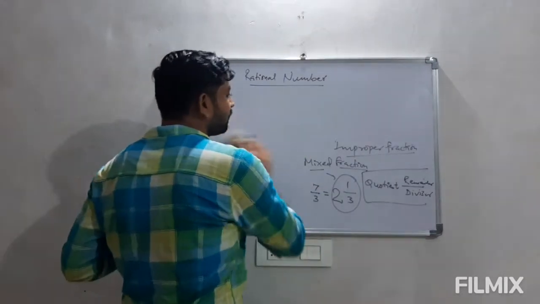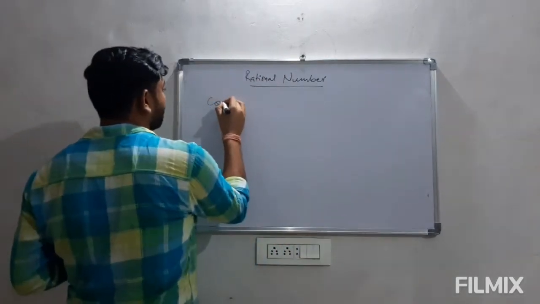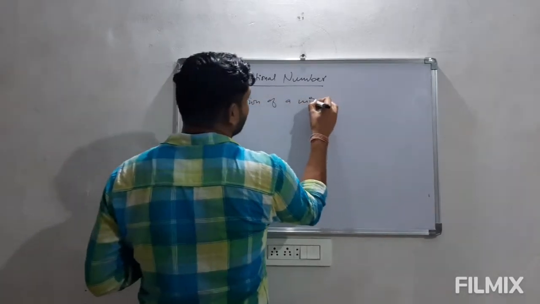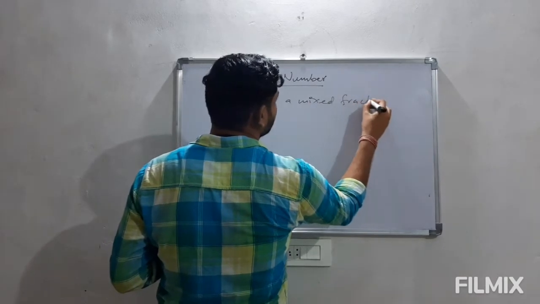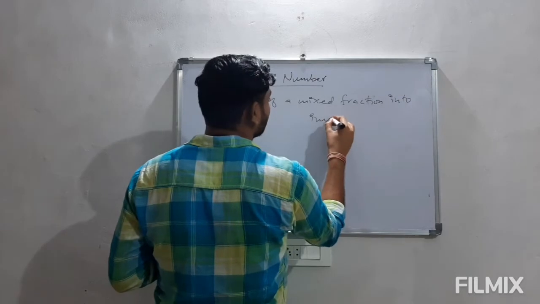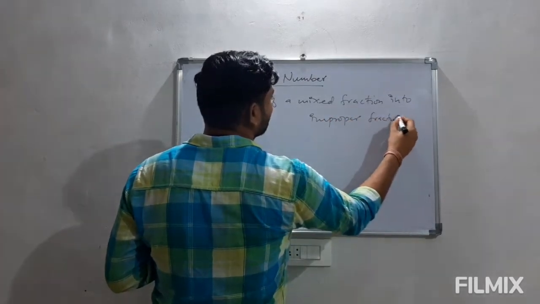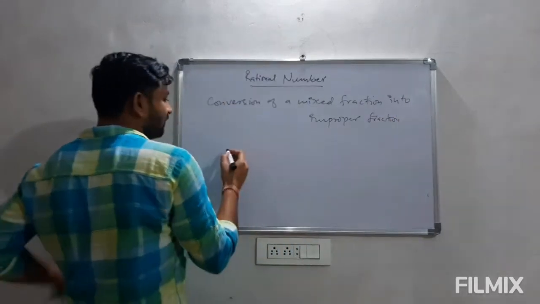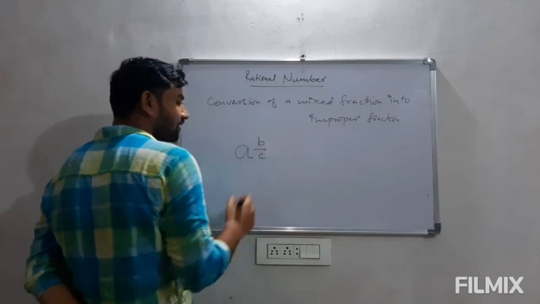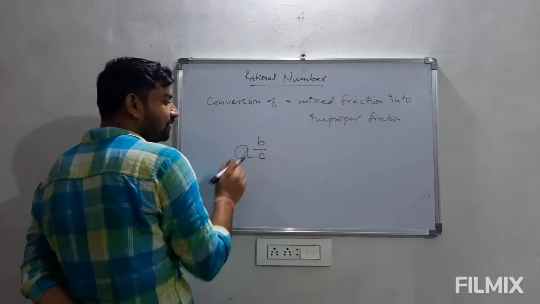Now the reverse process of this, that is the conversion of a mixed fraction into an improper fraction. So how do we convert? There is again a trick, a method for this. That is, if a fraction is like this, a whole b upon c, where b upon c is the fraction and a is the whole number.